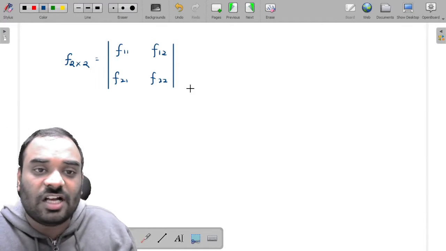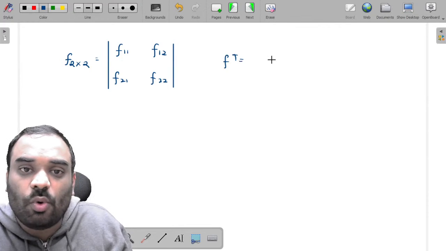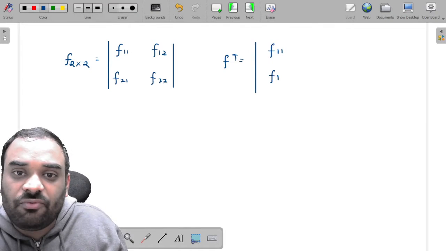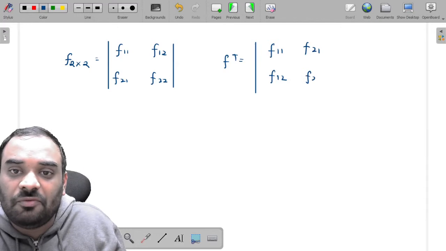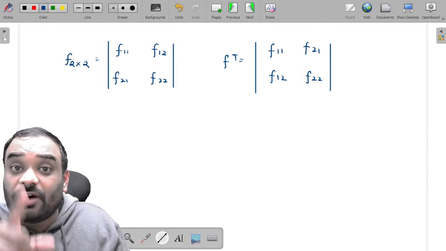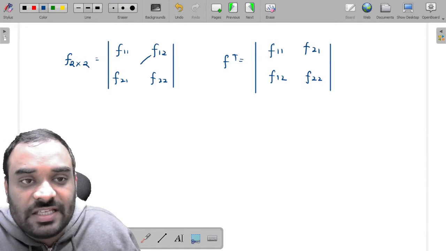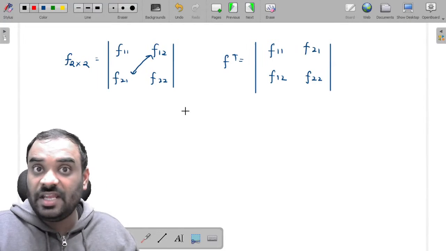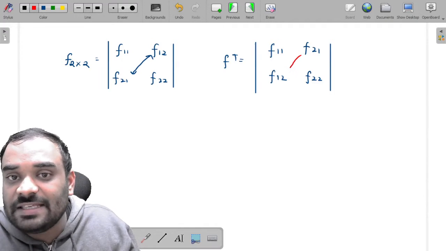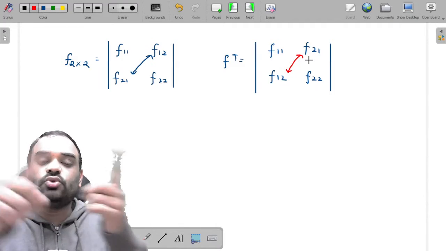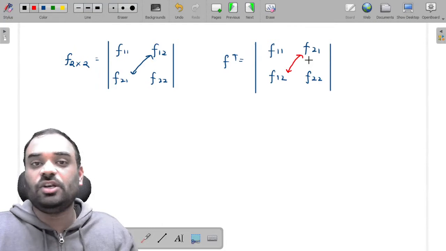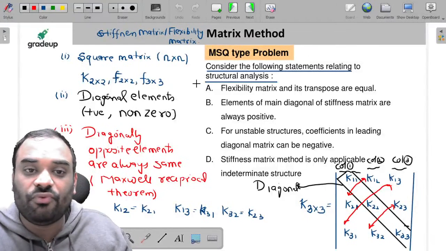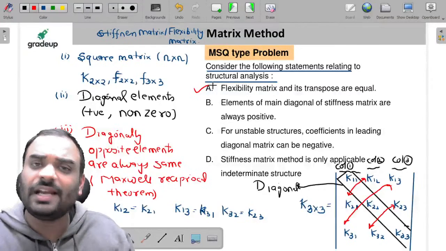So my dear friends, if we take the transpose of this particular matrix, what will we get? We will get F11 and F12 and F21 and F22. Now tell me, guys, as per our property, these two elements which are diagonally opposite are always same in nature, as well as same in magnitude. So if you interchange these two elements, if you take the transpose of this matrix, you will get the same matrix or not? Yes, sir, we will get the same matrix. So the first statement is correct.